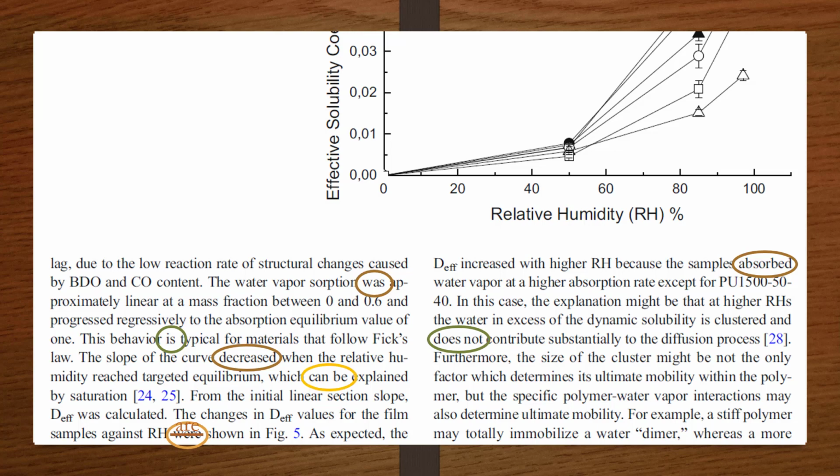Now this next place that we're seeing, "can be." As you'll remember, that's hedging language. Hedging language is typical for the discussion section. So we're not showing results here. We are discussing them. We're interpreting those results. And we see more of that over here. After they talked about the samples absorbing water vapor, then they say that the explanation might be, right? Or down here, the size of the cluster might not be the only factor.